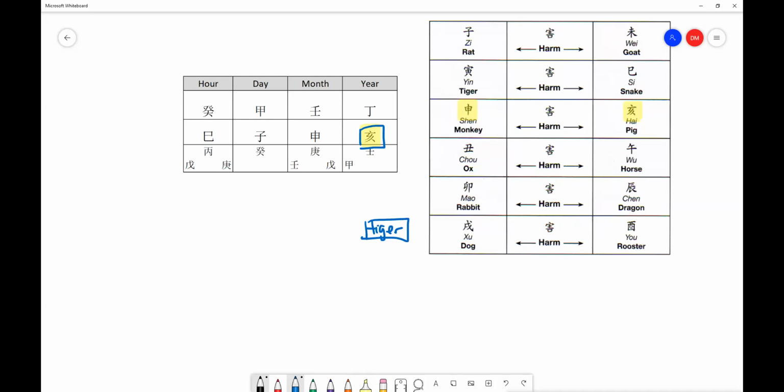So pig and tiger are a combination. But when the tiger comes, will there be a combination or not? Will there be a combination or not when the tiger arrives? Yeah. Tiger will harm the snake, but the tiger cannot combine. Why will the tiger not be able to combine?